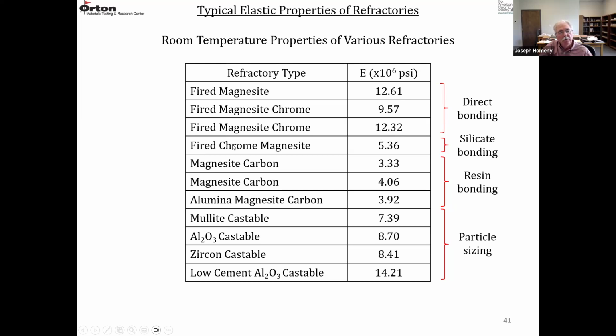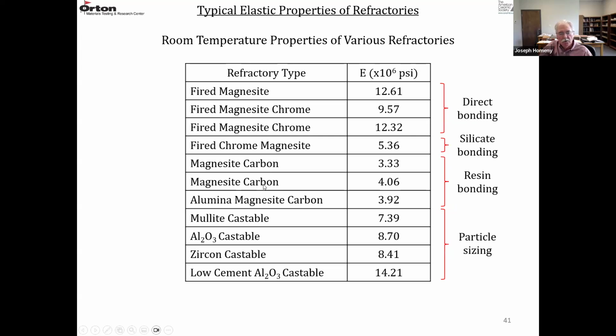This is another fired chrome magnesite. So the chrome content is higher than the magnesite content. In these other cases, the magnesite content is higher than the chrome. This is material with more impurities fired at a lower temperature. So it's silicate bonded, so it's going to have a lower Young's modulus.